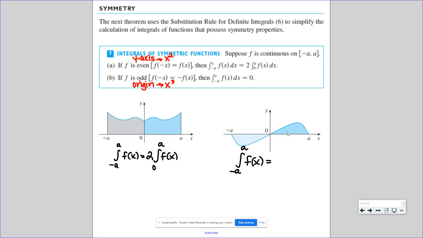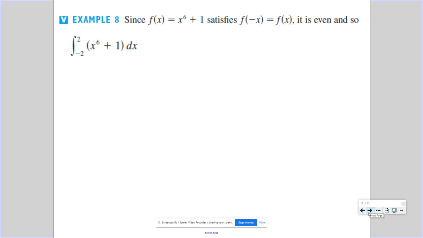If you look, these two area spaces are the same size, but one is below the x-axis and the other is above. So if this area is equal to negative 3 and this area is equal to 3, the total would still be 0, right? So again, this is just a trick, a little property, if you will, that helps you to evaluate integrals for even and odd functions a little bit faster than what you are used to.